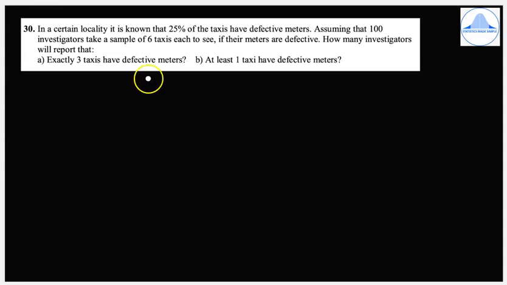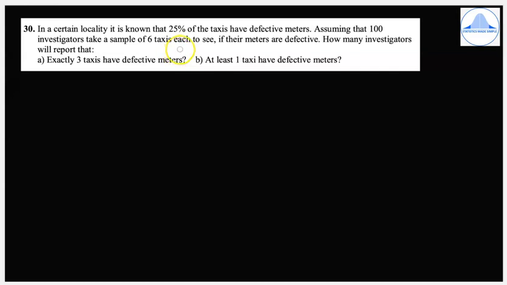30th question. In a certain locality, it is known that 25% of the taxis have defective meters. Assuming that 100 investigators take a sample of 6 taxis each to see if their meters are defective, how many investigators will report that: first subdivision, exactly 3 taxis have defective meters; subdivision B, at least 1 taxi has defective meters.